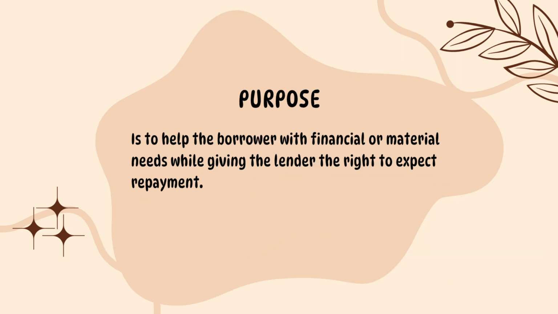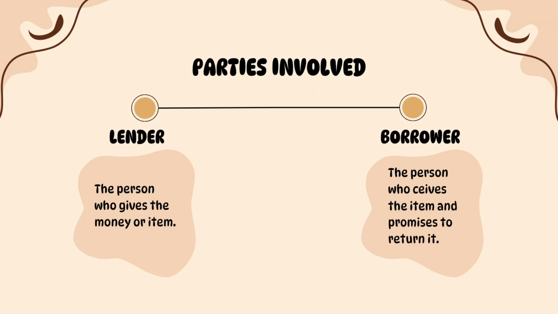Now let's talk about what is the purpose of contract of loan. The purpose of this contract is to help the borrower with financial or material needs while giving the lender the right to expect repayment. In contract of loan, there are two parties, which is the lender who gives the loan and the borrower who receives and agrees to return it.